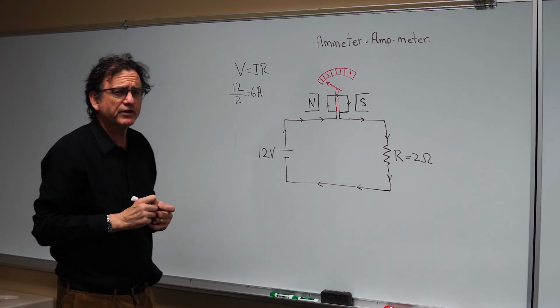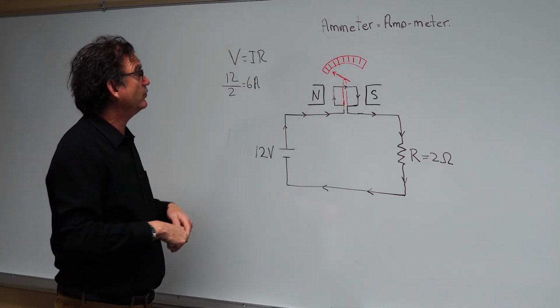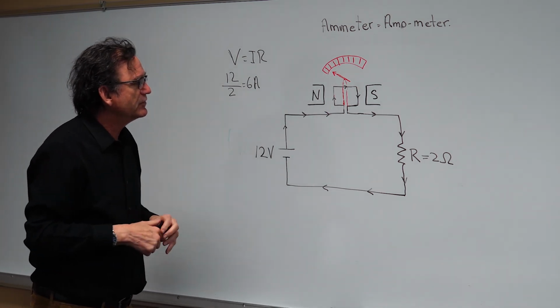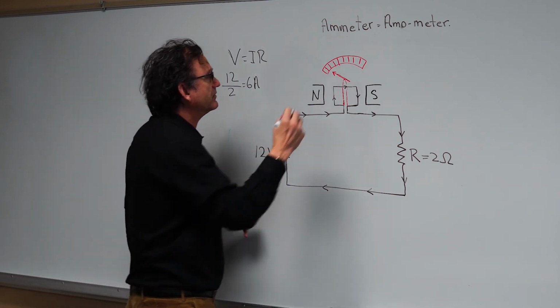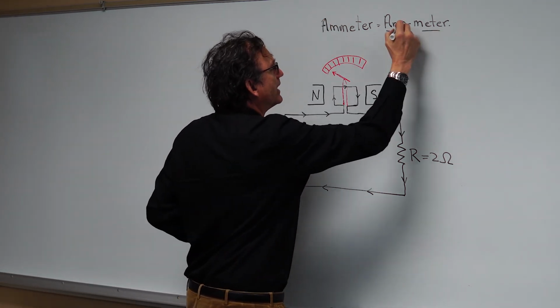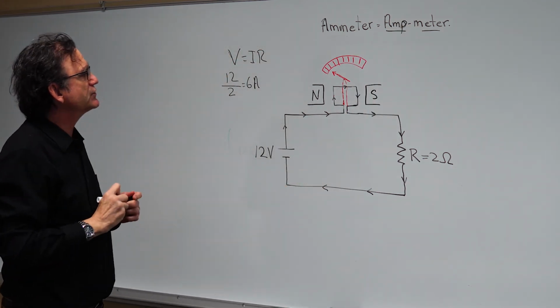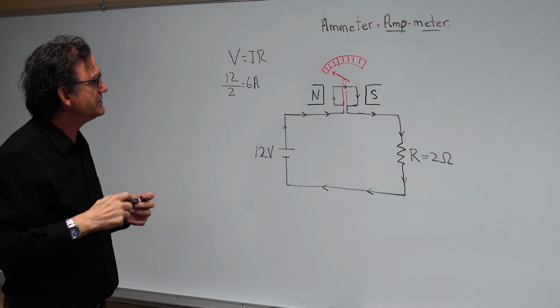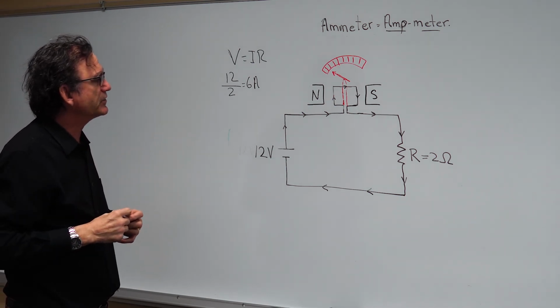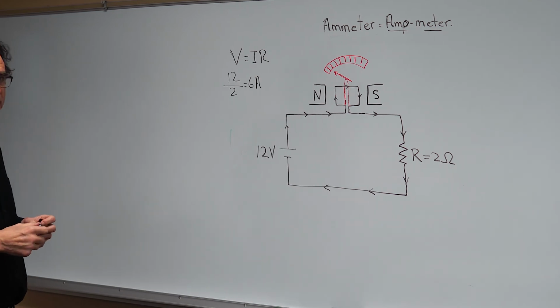Now we may want to measure that and verify that in fact we do get 6 amps of current. So we have a device called an ammeter. That's short for amp meter or ampere meter, but that's a meter that measures amperes, or current. And so the basic idea of that is what's called a galvanometer, which is what we will show when we go back to the slides.